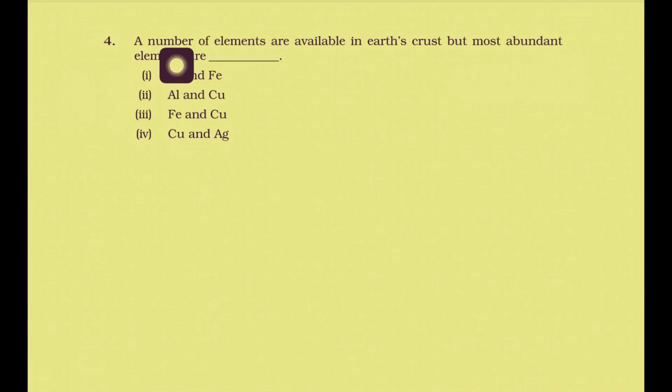Next question. A number of elements are available in Earth's crust, but the most abundant elements are. The most abundant element in Earth's crust is basically aluminium and then iron. So that is just a fact-based question. You have to remember that. So it is aluminium, the most abundant, and then iron.